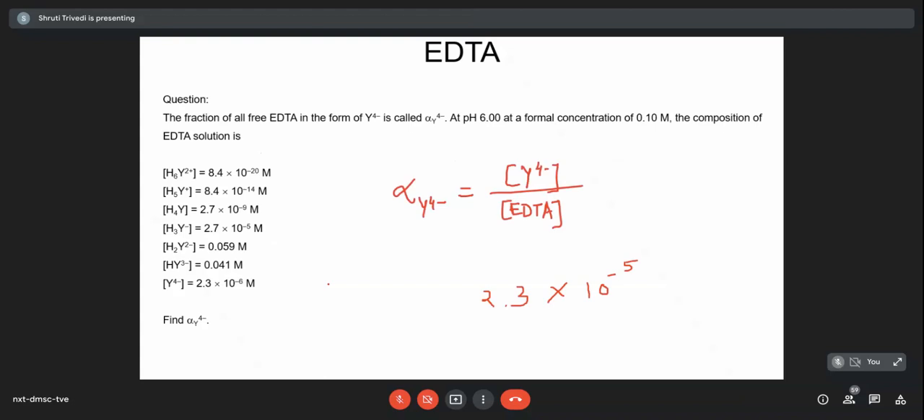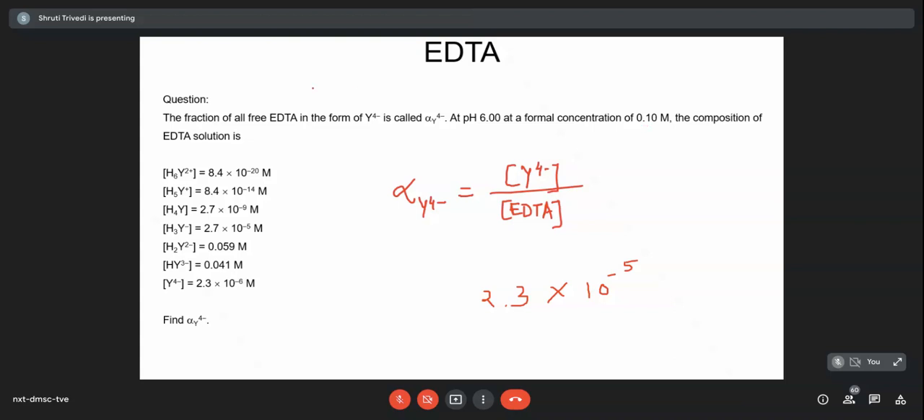So the question is: the fraction of all free EDTA in the form of Y4 negative is called alpha Y4 negative. This you all know. At pH 6, now suppose we are fixing the pH at 6, at a formal concentration. So this is the EDTA formal concentration. What is the composition of EDTA solution? So you have to find out the composition of EDTA solution.